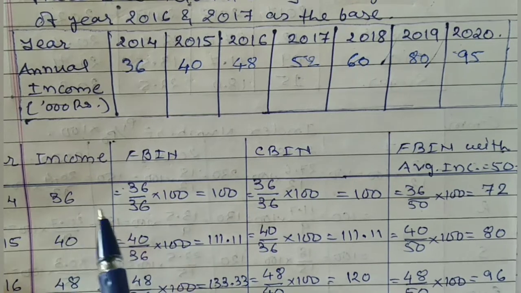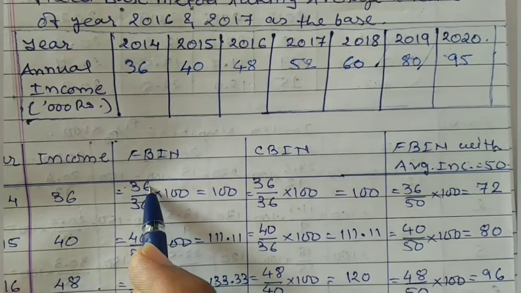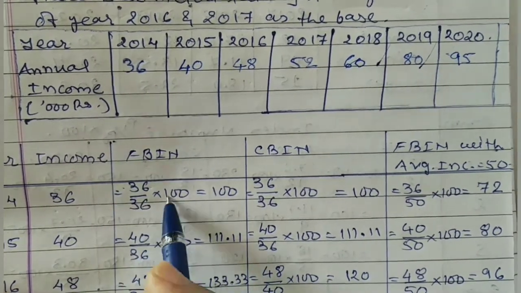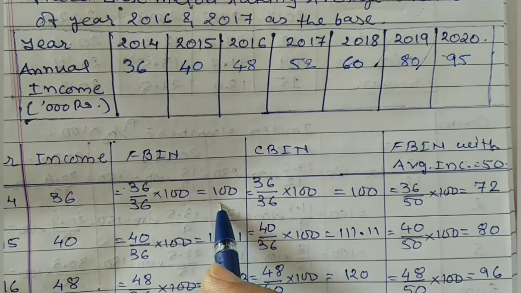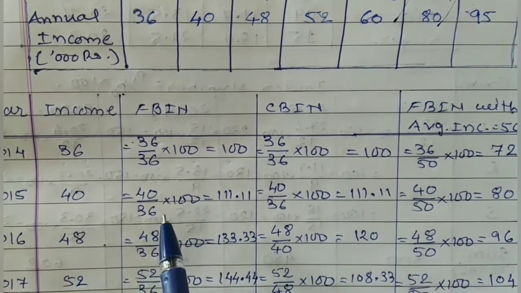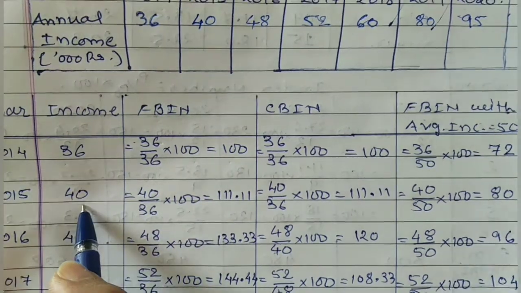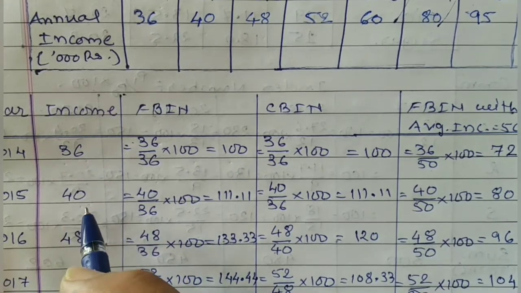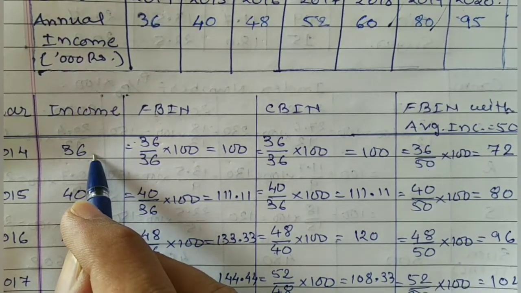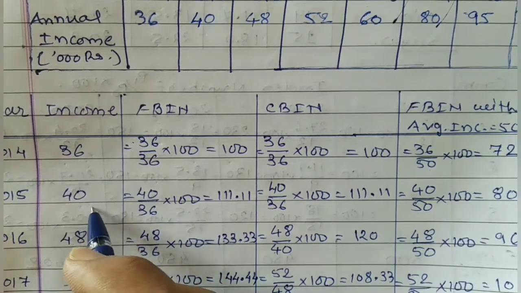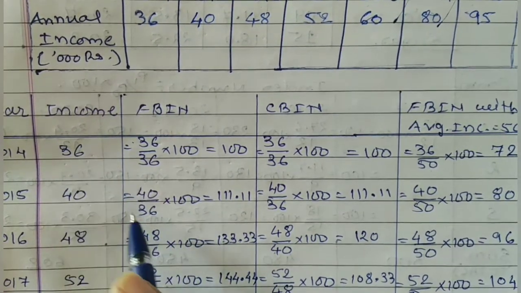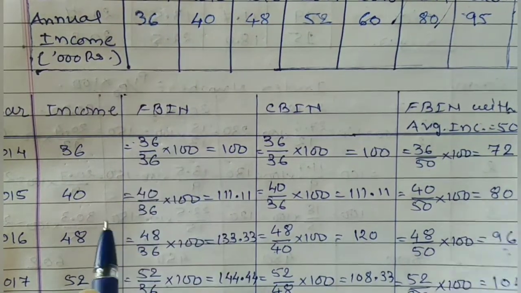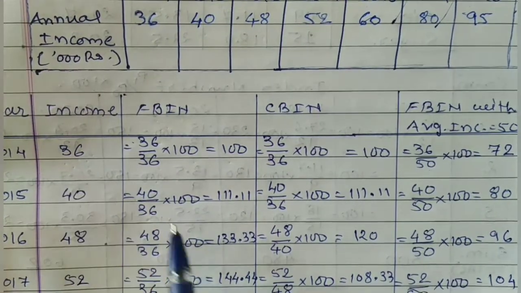So the calculation would be price of current year, that is 36, upon price of base year, that is also 36. That means 36 upon 36 into 100, and the answer is 100. Let's calculate for the second year, 2015. Price of current year, that is 40, upon price of base year. Which is your base year? 2014 is treated as the base year, and the base year's price is 36. The base year remains fixed because we are solving the fixed base index number. So 40 upon 36 into 100.